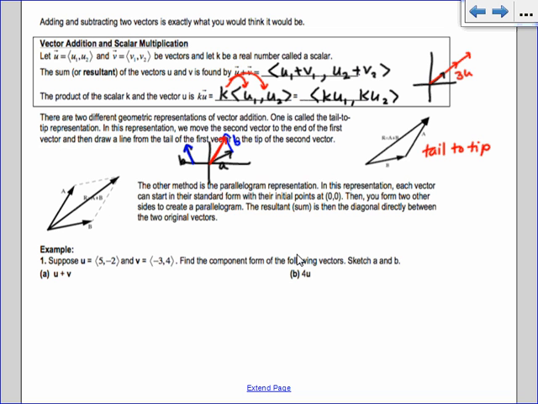Okay. So it says, suppose U is 5, -2, and V is -3, 4. So I'm going to sketch this out so you understand what we're doing when we're adding these vectors. So I have 5, -2, and I have -3, 4.